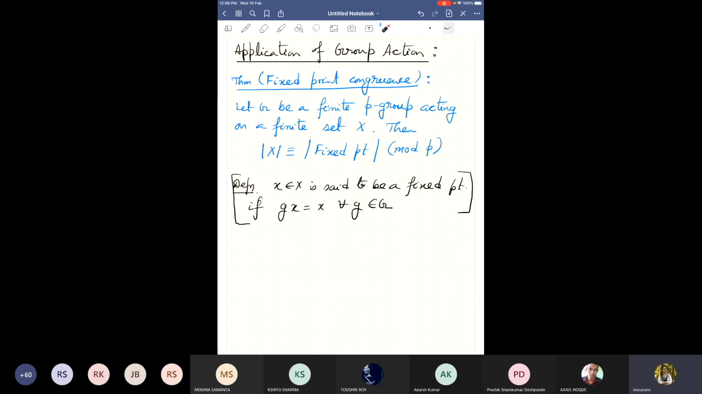And what does this theorem say? If your group is a finite p-group acting on a set X, it doesn't matter what kind of set this is or what kind of group action this is, the cardinality of the set is congruent to the number of fixed points, that is, how many elements of this set remain fixed, mod p. So this is the fixed point theorem. We will prove this theorem using group action. Is the statement clear to everybody?